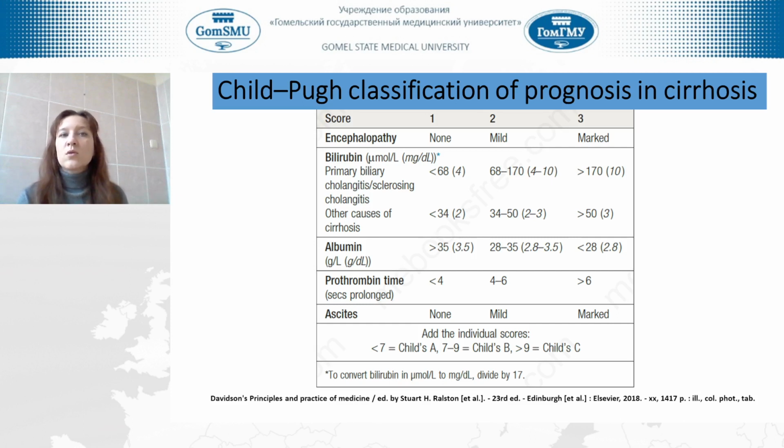For other causes of cirrhosis, bilirubin: first, it's less than 34. For second, it's from 34 to 50. And for third, it's more than 50. Albumin level: for first, it's more than 35. For second, 28 to 35. And for third, it's less than 28. Prothrombin time: less than 4 for first, for second from 4 to 6, and for third more than 6. Ascites: for first it's none, for second mild, and for third marked.